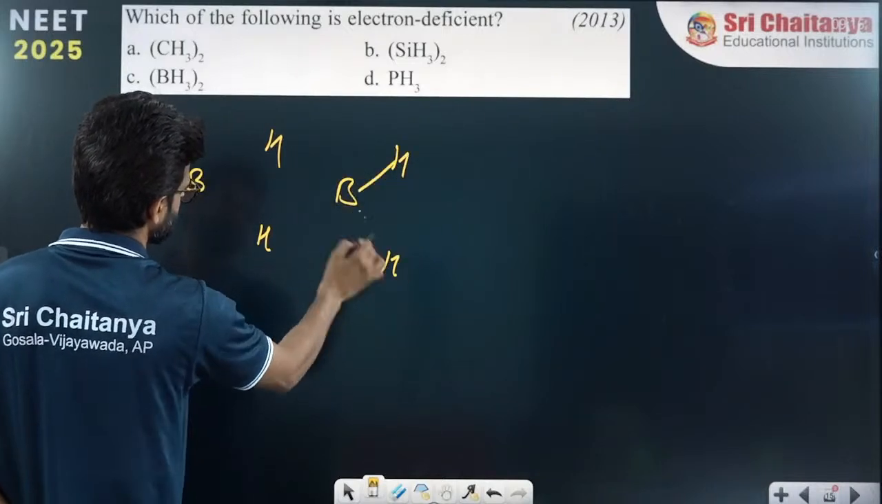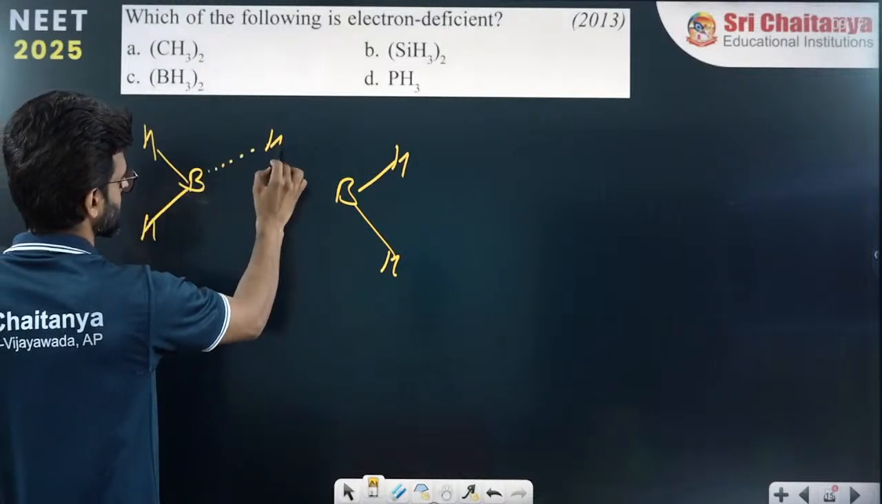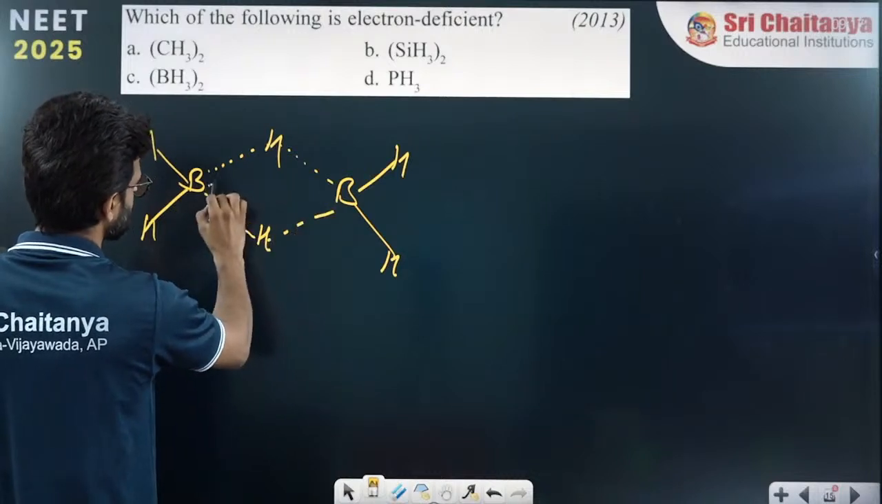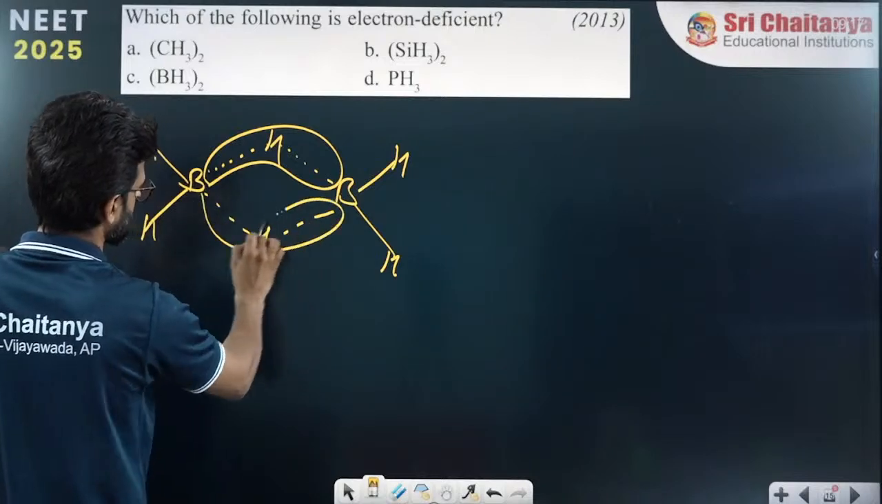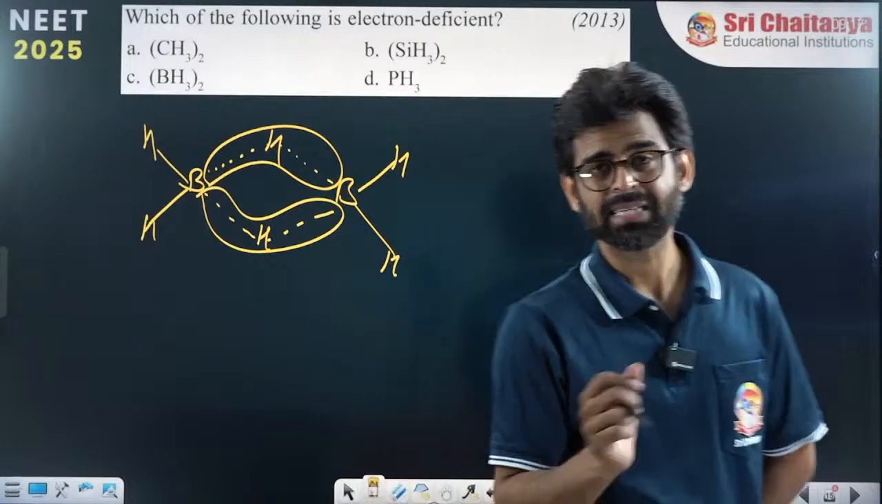This is diborane. Here we have the structure. Here we have banana bonds. We call this a banana bond, or you can say a 2 electron 3 center bond. It is a 2 electron 3 center bond.